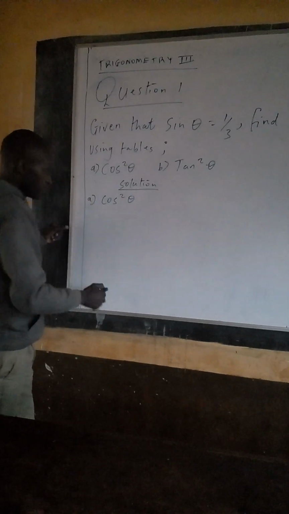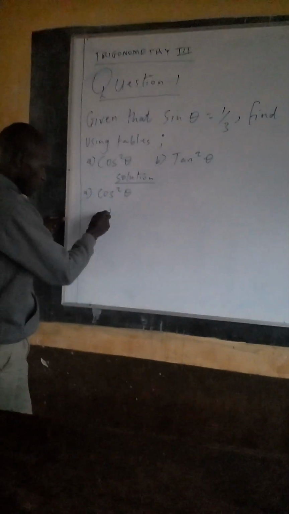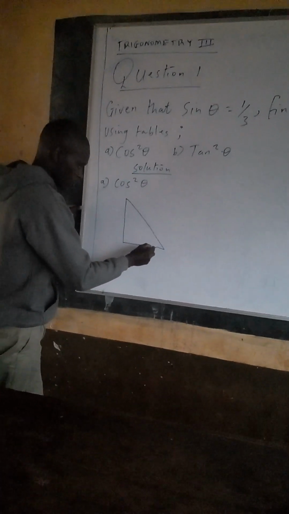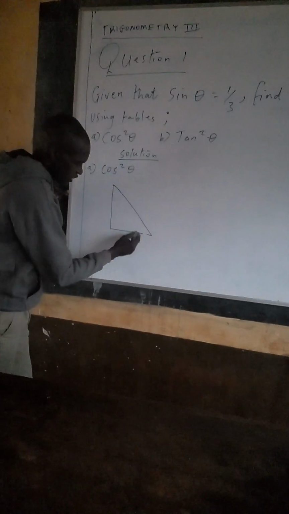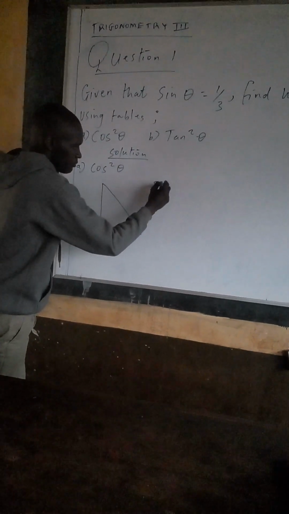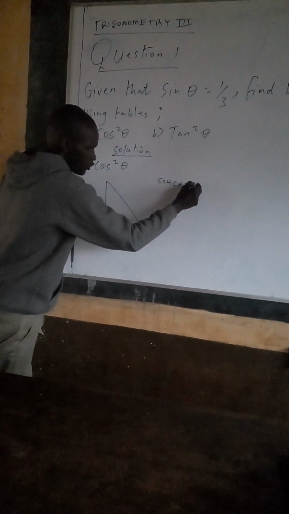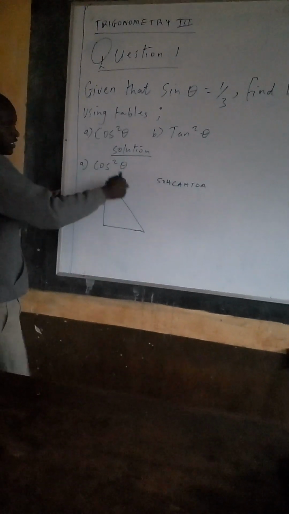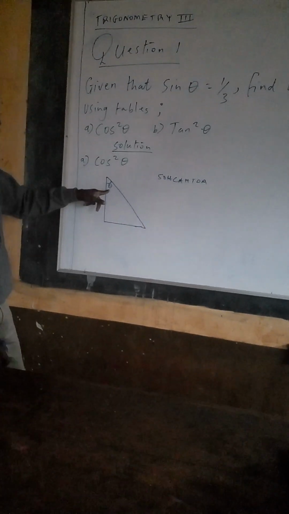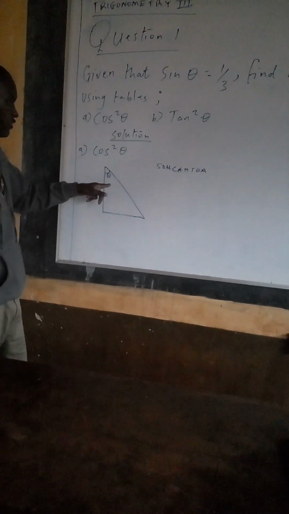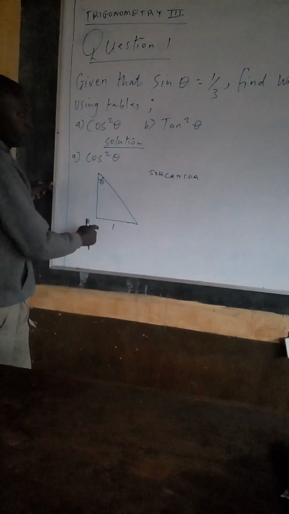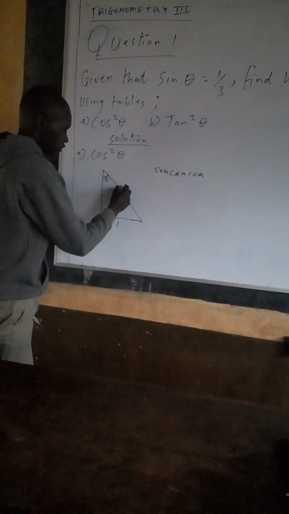So we shall represent this information. We can use a right angle triangle that looks like that. After having this right angle triangle, because sine is simply a replica of SOHCAHTOA, sine theta will be, let's say this angle is our theta. Therefore our opposite will be 1, and the hypotenuse, which is 3, will be this one.